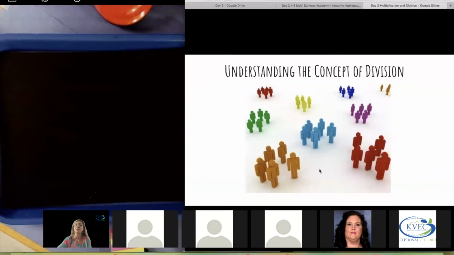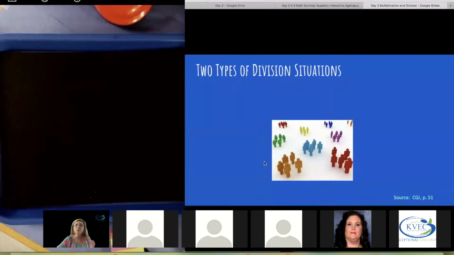Right, so let's talk about division now. Division, of course, is the flip side of multiplication. It's the undoing of it. So there's two types of division. It's when there's an unknown number of groups. You don't know how many groups we have.